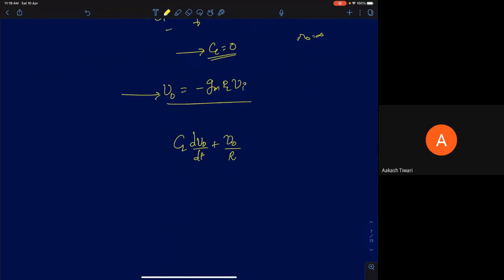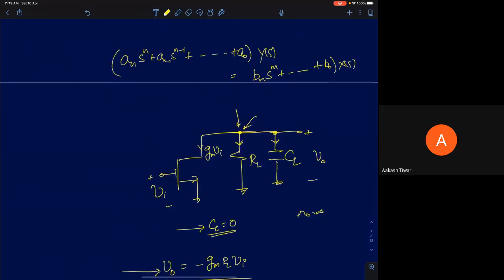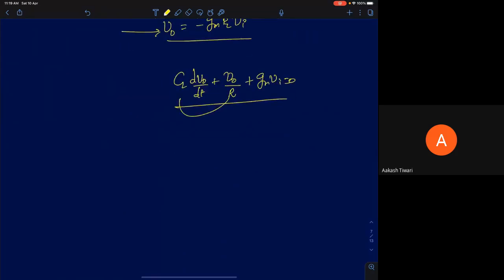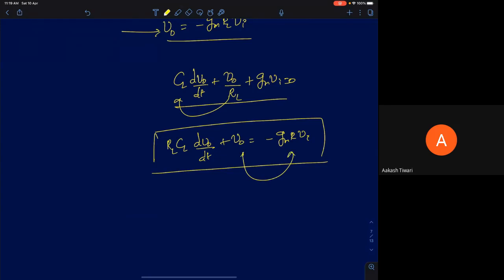So this current plus Gm times Vi should be equal to 0, because all the currents are leaving at this node. So I'm equating this to 0. I can take R common out. So I'll get R CL dV naught by dt plus V naught equals minus of Gm R into Vi. Now if you see, previously it was just a linear equation. In the presence of a capacitor, we are getting an additional derivative term as well.